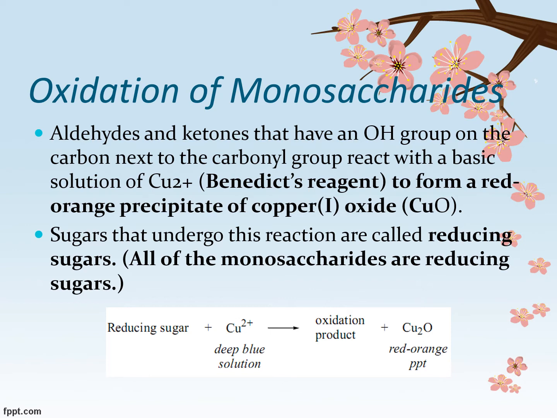Monosaccharides can undergo oxidation, in which they can react with Benedict reagent, which is a basic solution of copper 2 plus, to form a red-orange precipitate, copper 1 oxide. So basically, all monosaccharides are reducing sugars, because they are able to form this red-orange precipitate with Benedict reagent. Sugars like glucose and fructose are examples of reducing sugars.